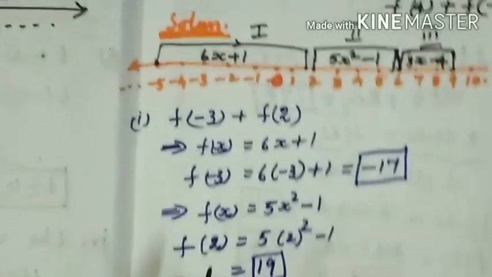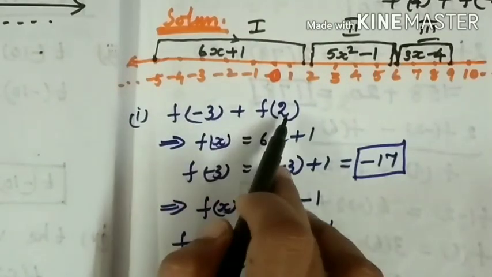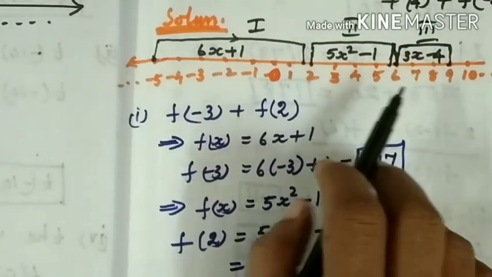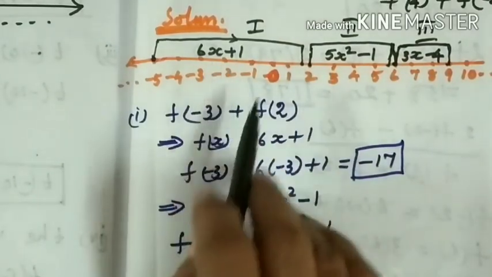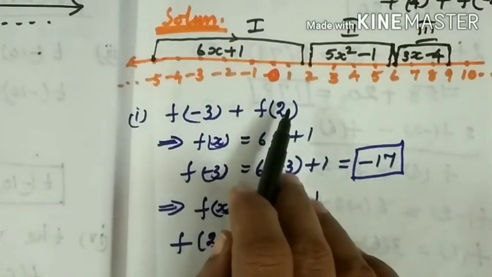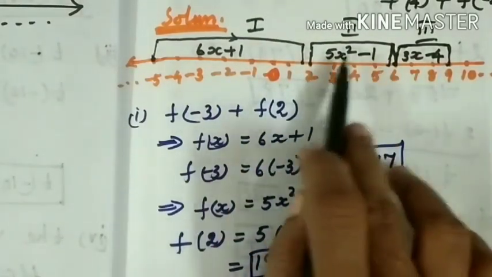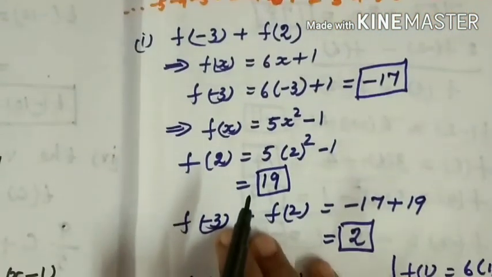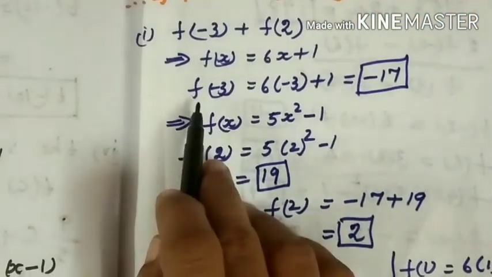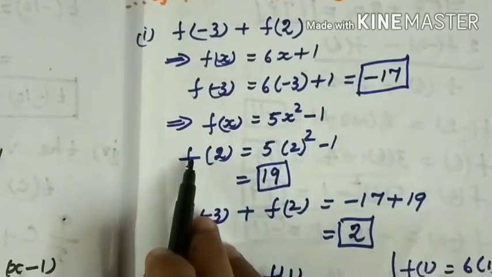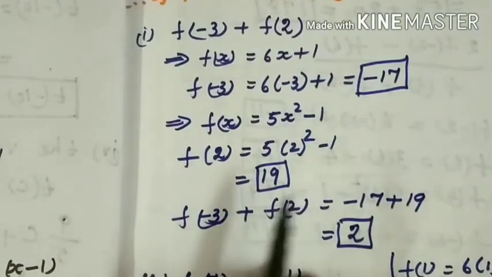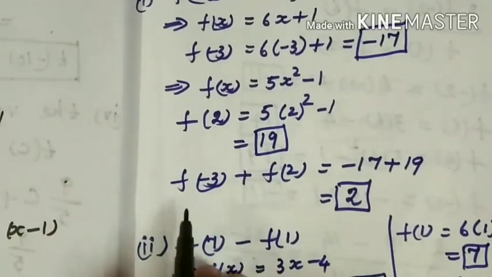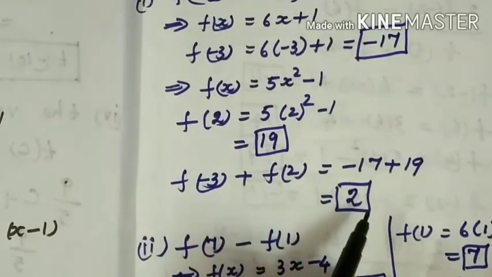Then come to the first subdivision, f of minus 3 plus f of 2. Here minus 3 lies in the first interval, the function is 6x plus 1. Then 2 lies in the second interval, the function defined as 5x squared minus 1. Then the value of f of minus 3 is minus 17. Then f of 2 is 19. Now you add these 2, means we get 2. Then the answer is f of minus 3 plus f of 2 equal to 2.